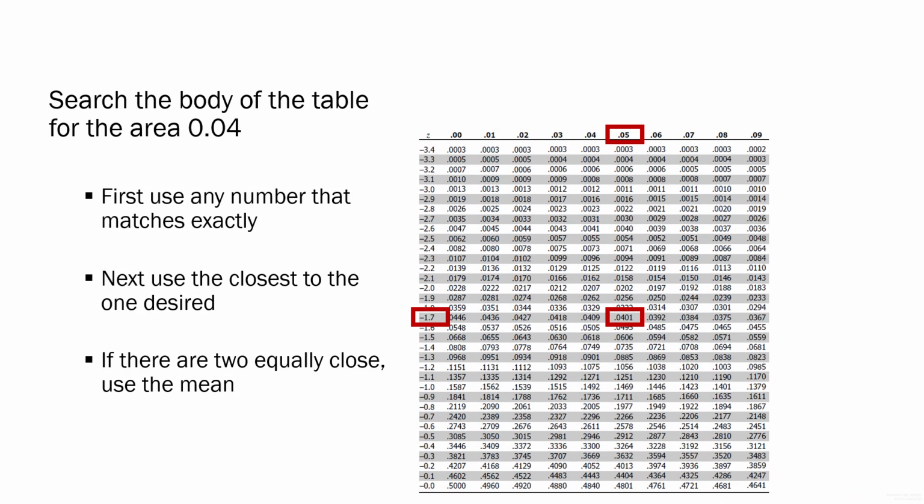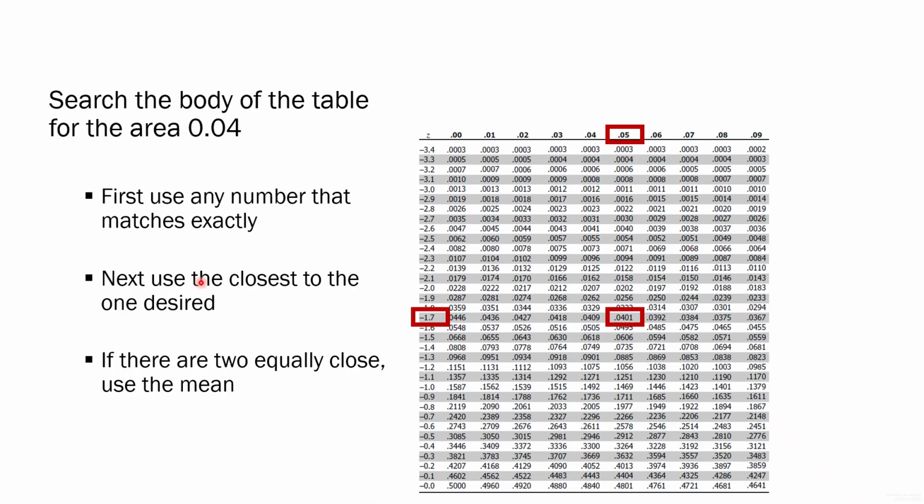I wanted to show you the previous example with Table 2. Remember, the first step was to search the body of the table for the area 0.04. And we know in this case that there isn't exactly 0.04, so you take the one that is closest to it, and in this case it's 0.0401. Now, if you have two area entries that are equally close to the one desired, then you take the mean of the two corresponding z-scores as an approximation of the required z-score.